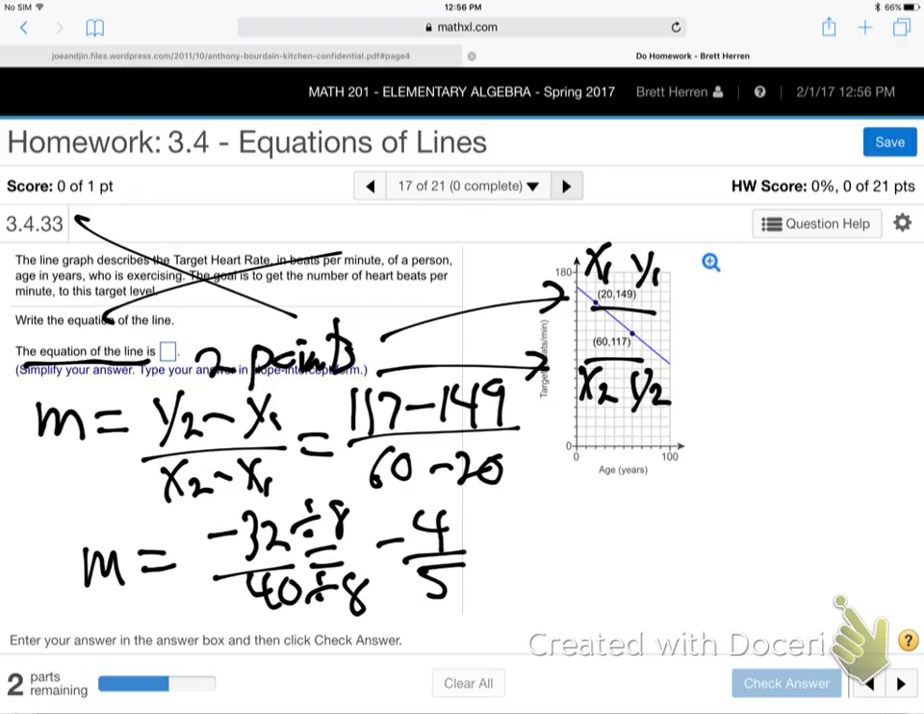Everybody good with that? Everybody see what I did? Just divided by 8, top and bottom. Got negative 4/5. Now, we're not done. That's the slope. That's the slope. So now, let me erase this, get this out of the way. Now, I have to finish the problem and come up with the equation, because they actually asked for the equation.